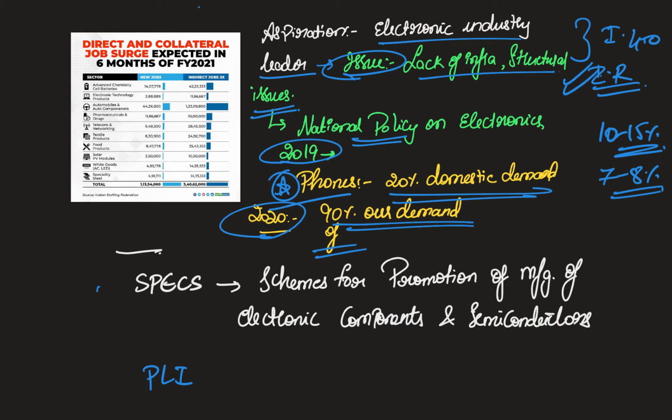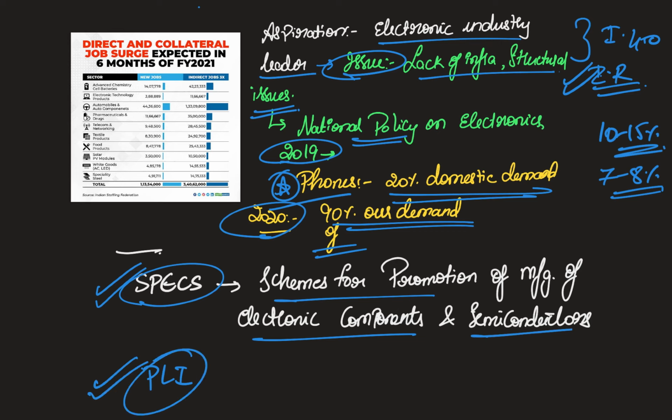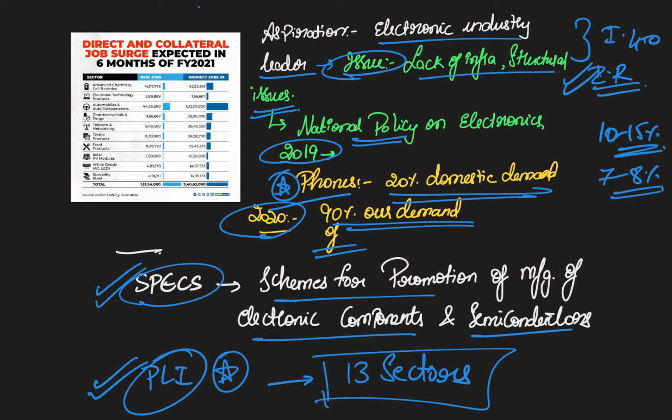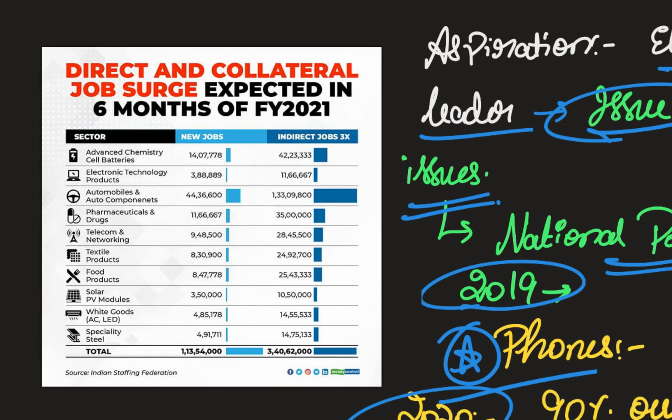This led to the government launching a scheme called SPECS, which is nothing but the Scheme for Promotion of Manufacturing of Electronic Components and Semiconductors, which paved the way for expanding the scope of this PLI to other sectors as well. So as of today, we have 13 sectors where this logic of production linked incentives, that is, incentivizing Make in India products or assembling in India products, has been expanded. This will obviously lead to job growth, and this is exactly what is depicted in this infographic.